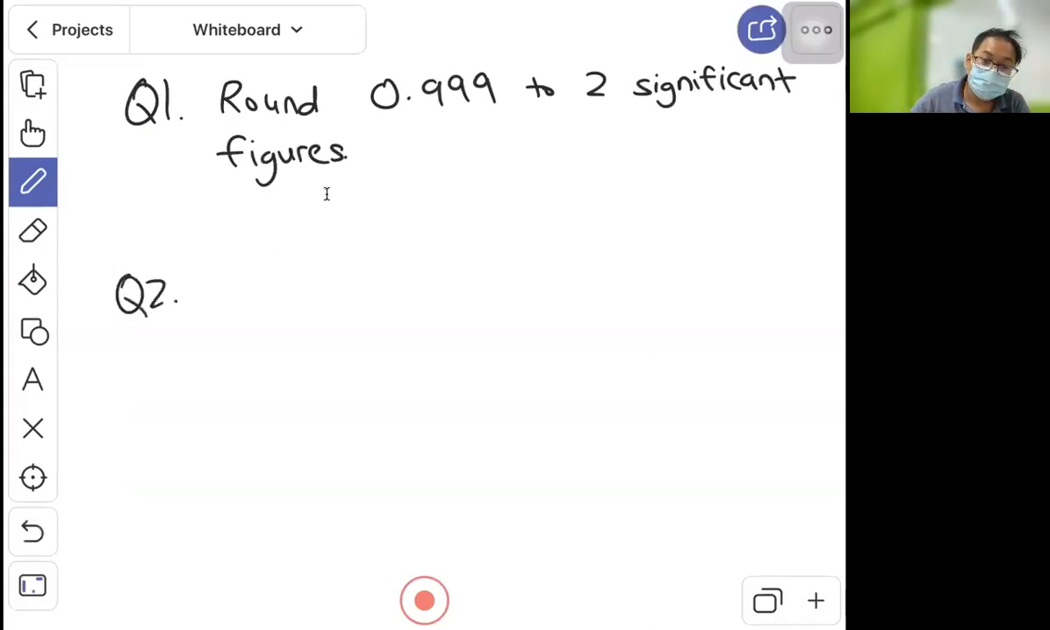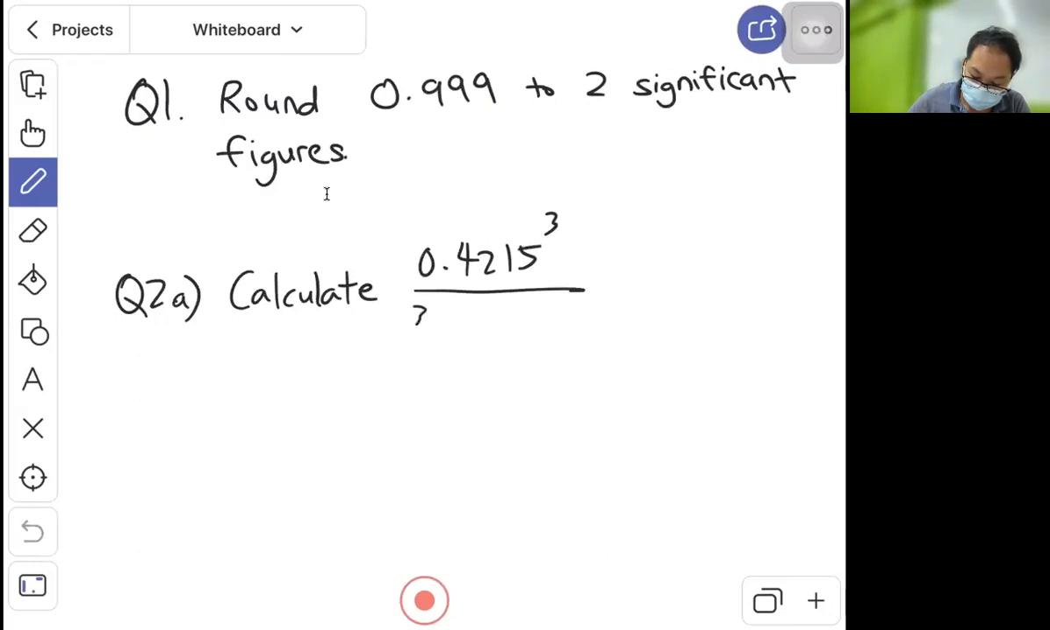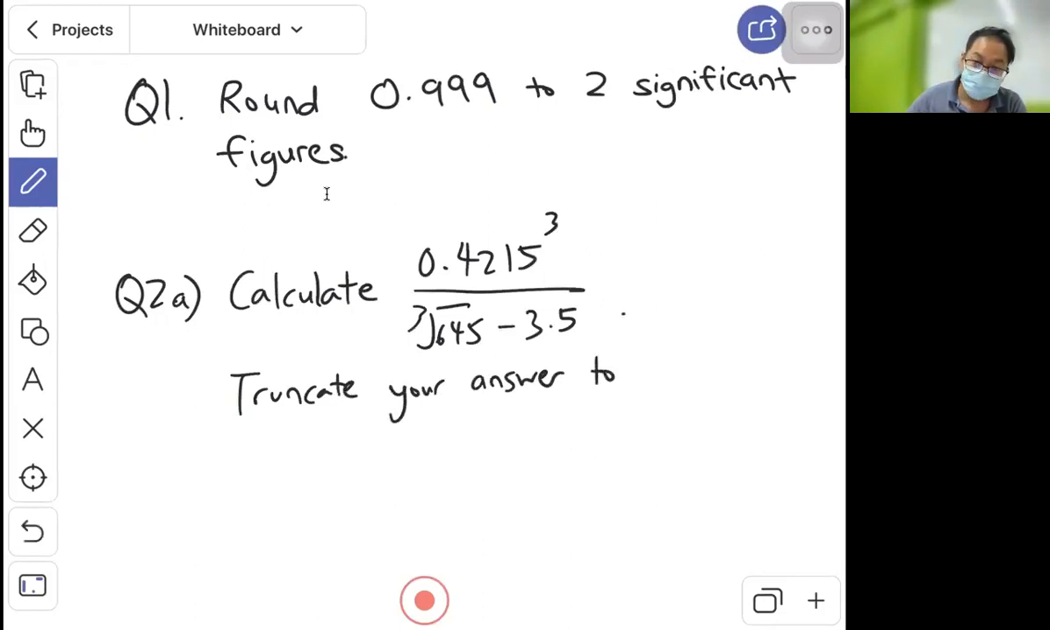Question two. Two A. Calculate 0.4215 to the power of 3 over cube root 645 minus 3.5. Truncate your answer to 6 decimal places.